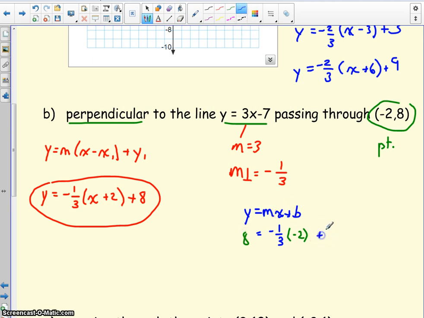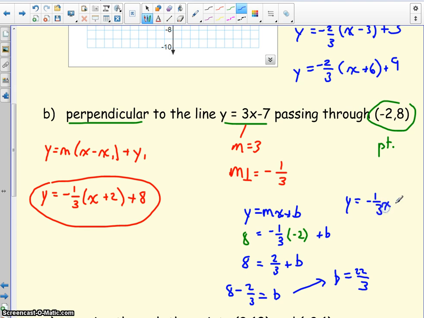We'd then have to solve the equation for b. Okay, and we could absolutely do that. We would have 8 over here. -1/3 times -2 is 2/3. Okay, and then you'd solve for b, subtract the 2/3 from both sides. So you'd have 8 minus 2/3, which you'd have to simplify. So you can either do the fraction subtraction or do it on your calculator, and that would give you 22 over 3. Okay, so then you'd have the slope-intercept form as being y equals -1 over 3x plus 22 over 3.